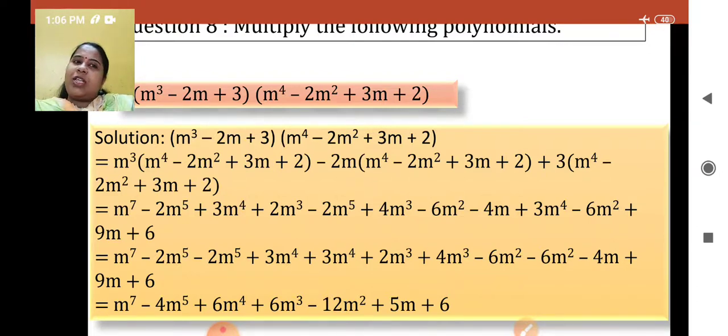Okay, this sum was lengthy, but I hope that if you understand it systematically, one step at a time, you will be able to do it. Okay, so what is the degree of this polynomial, the product? Degree is 7. As you can see here, the highest degree in the product is 7. The final answer also.